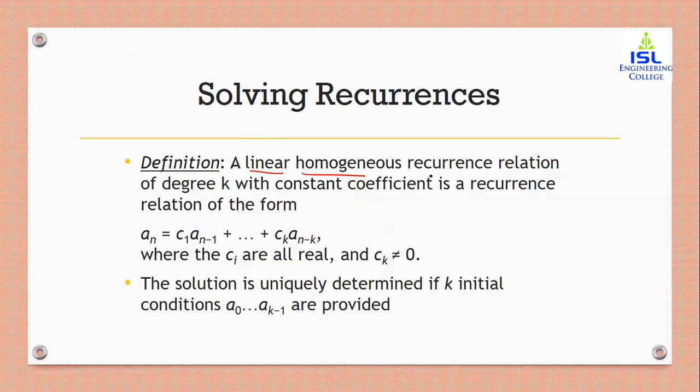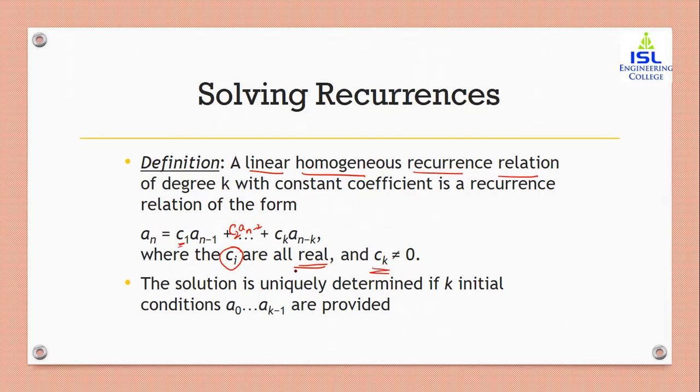A linear homogeneous recurrence relation of degree k with constant coefficients is a recurrence relation of the form a_n = c1 a_(n-1) + c2 a_(n-2) and so on up to ck a_(n-k), where the ci's, that is c1, c2 up to ck, are all constants and they are all real numbers. Whatever ck value we are taking, it should not be equal to 0.